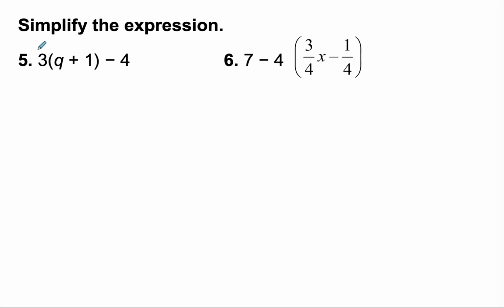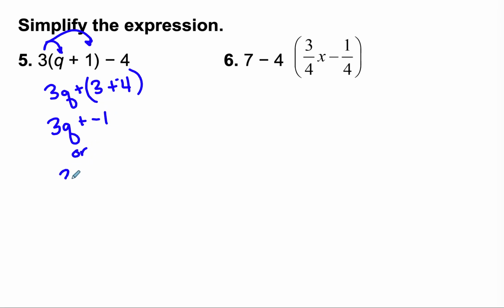So for number 5, I have 3 times q and 3 times 1. 3 times q is 3q. 3 times 1 is 3. Minus 4, going to go ahead and do boom, boom, make that a -4. Use my associative property and group those. Those are my like terms. So I get 3q plus -1. -4 plus +3 is -1. Or instead of a plus negative, I could have also written 3q minus 1. Means the same thing. You can write it either way.